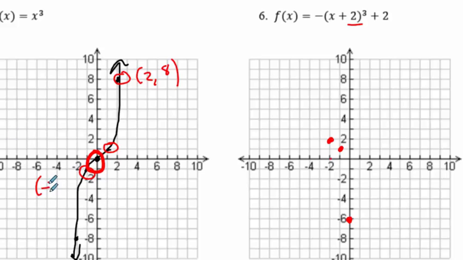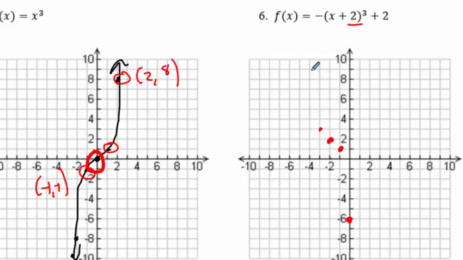Same way over here, the point that was negative 1, negative 1. We have to do what? Move it over 2. So instead of at negative 1, it goes over to negative 3. It was at negative 1, but we multiply it by a negative, so now it goes to 1, and then move it up 2, and so it goes to there.